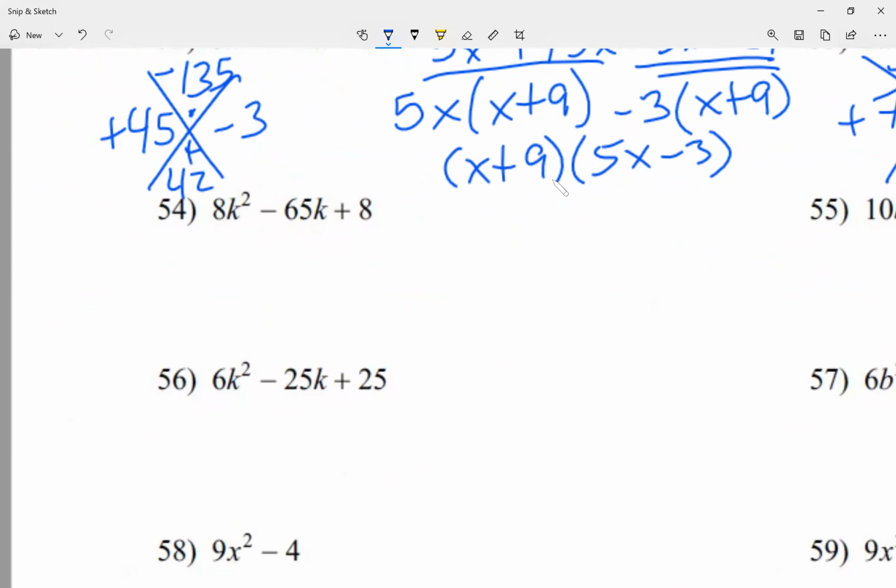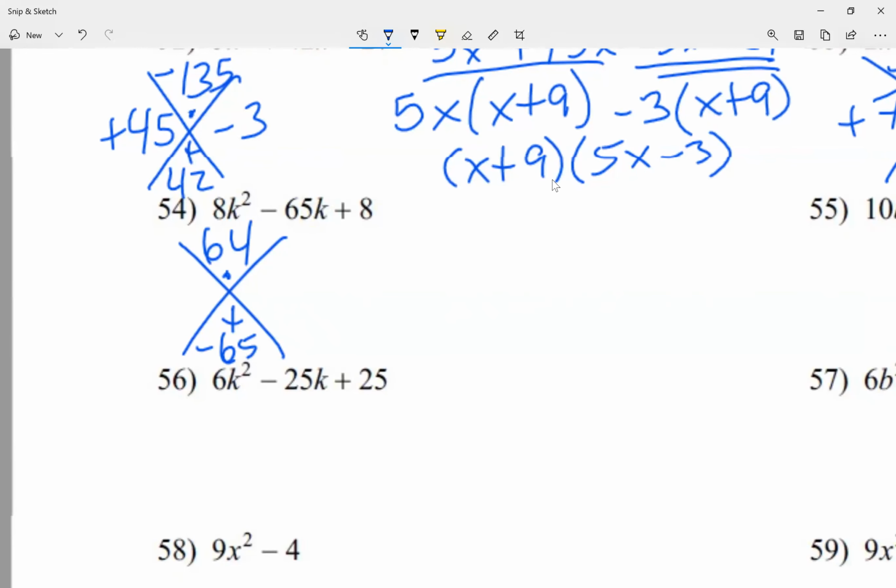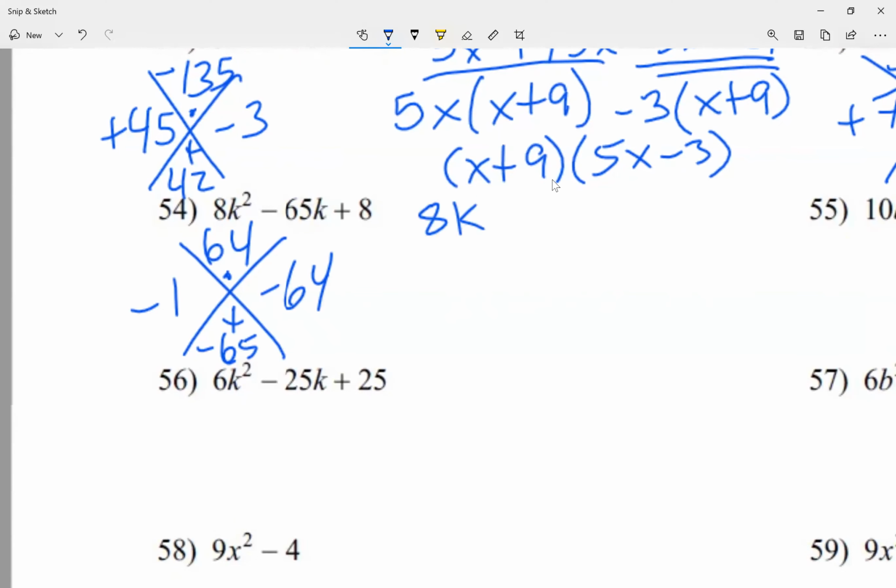Now this one, let's take a look. I'm going to do my diamond. I'm thinking two numbers that multiplied equal 64, but when I add my numbers is -65. And guess what? -1, -64. Multiplied equals 64, added equals -65. So I'm going to split my middle term. So let me go 8k squared minus 1k minus 64k plus 8.